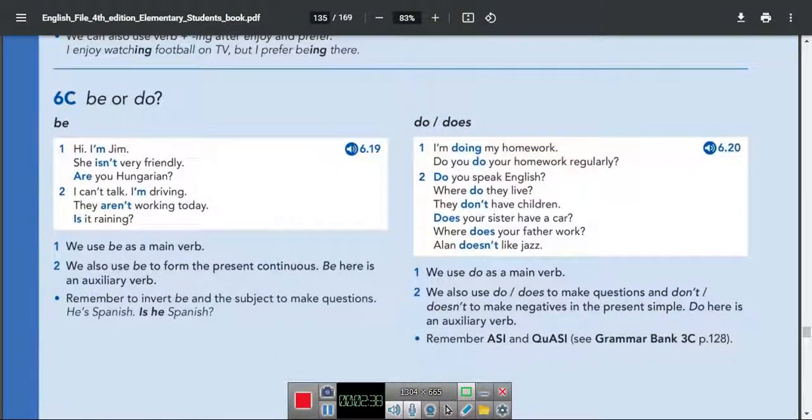So we use be as a main verb. We also use be to form the present continuous. Be here is an auxiliary verb. And remember to invert be and the subject to make questions. He's Spanish. Is he Spanish?